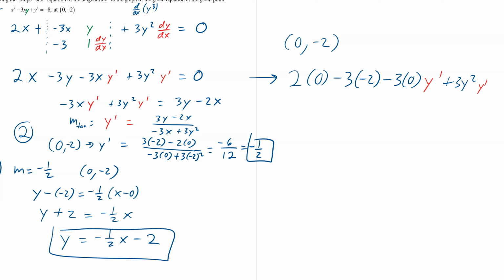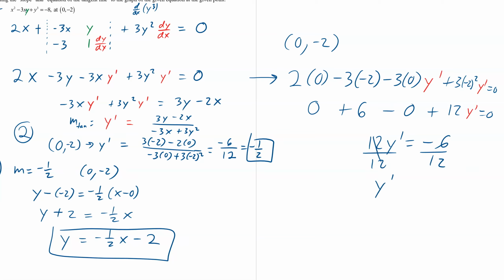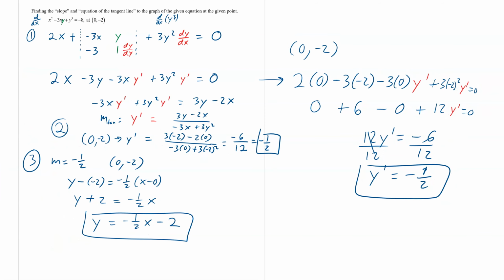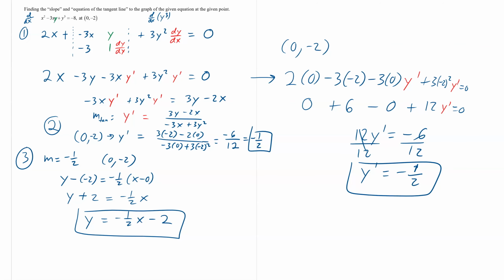Let me plug that. I didn't plug that y in. That y is negative 2. You can see the same values. All right, this would become 0 plus 6, and then that's 0 plus 12 y prime equals 0. And so now you can just say 12 y prime equals negative 6, divided by 12. So you don't actually have to solve and find the equation, you could just plug the numbers in and go for it.